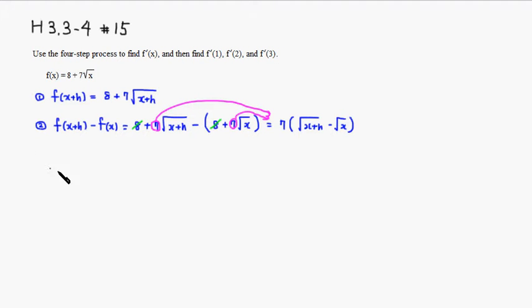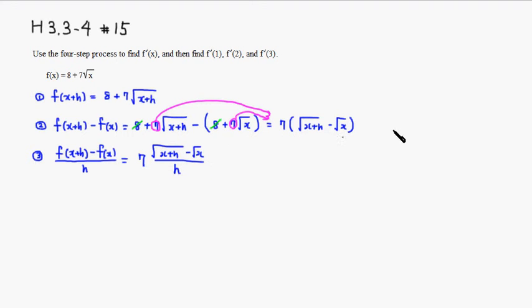And step 3. We have to find the difference quotient, which is f of x plus h minus f of x divided by h, which is going to be equal to 7 times, so I'm going to put the 7 here, the square root of x plus h minus square root of x, over h. Alright, from here we're going to do the trick to simplify it.